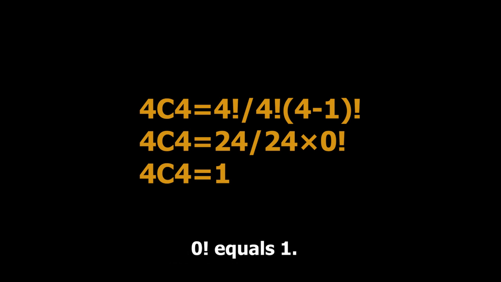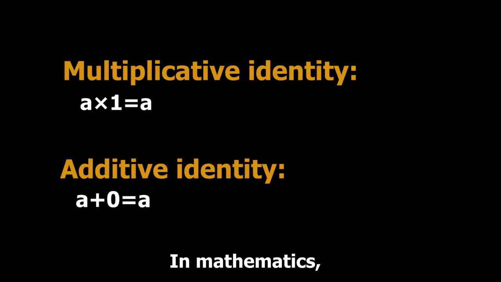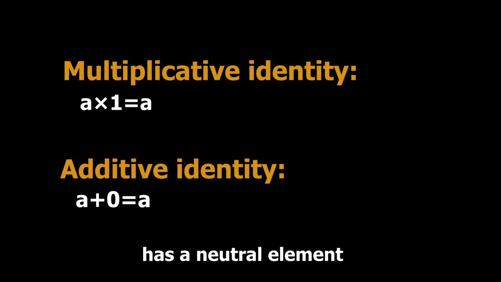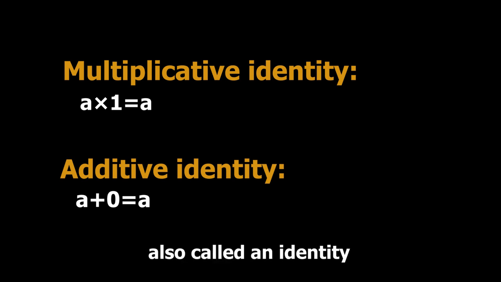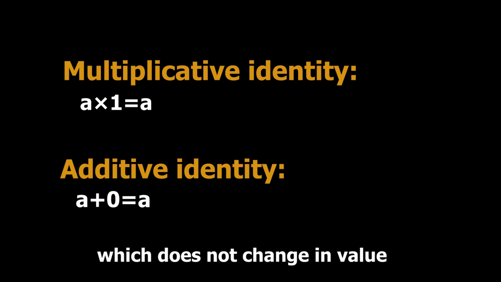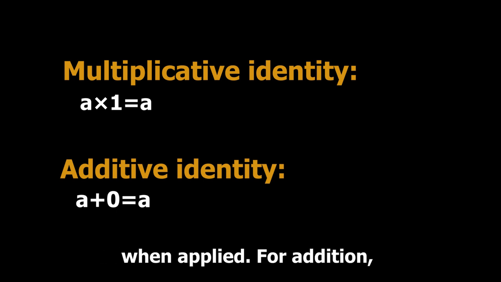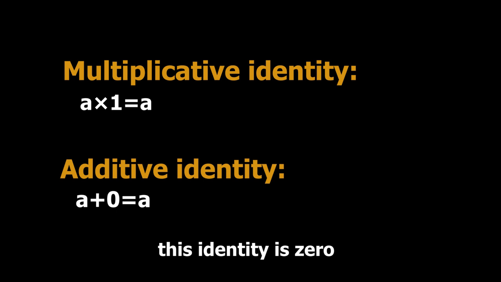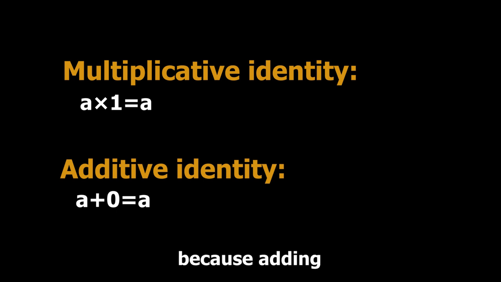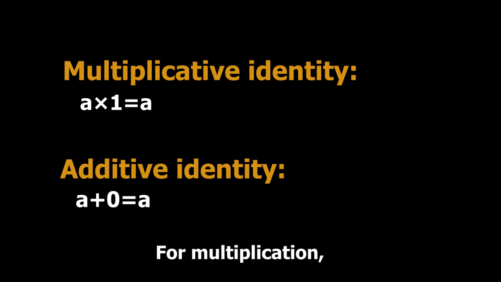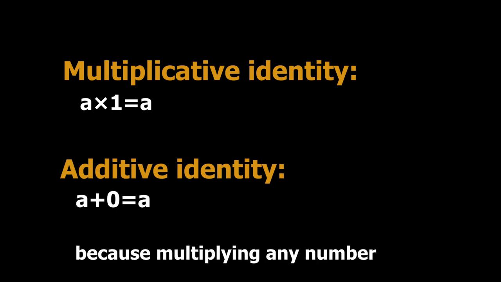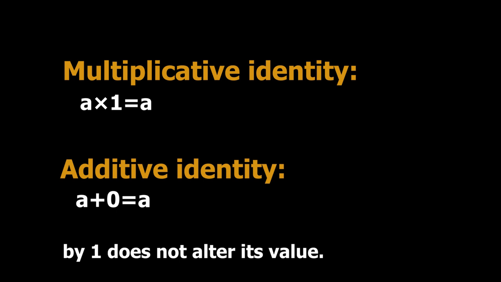In mathematics, every operation has a neutral element, also called an identity, which does not change a value when applied. For addition, this identity is 0 because adding 0 to any number leaves it unchanged. For multiplication, the identity is 1 because multiplying any number by 1 does not alter its value.